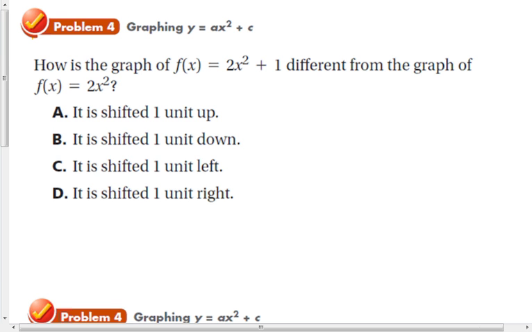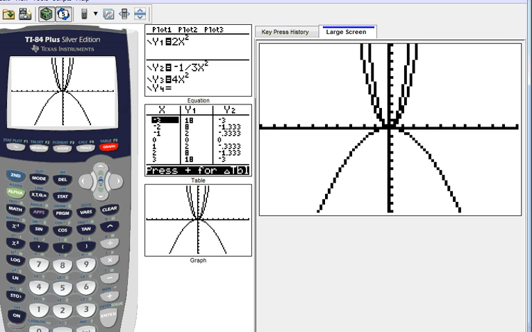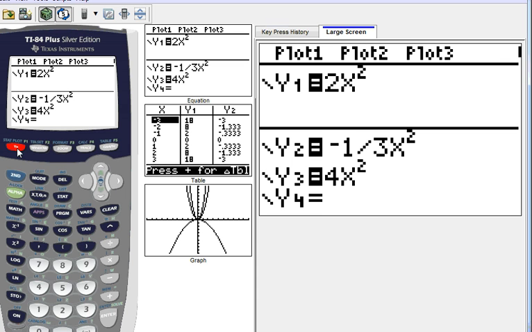How is the graph of f of x equals 2x squared plus 1 different from the graph of 2x squared plus 2? And think about this. This part of the outputs is exactly the same. So in this one, we're just adding 1 to all the outputs. We've seen graphs before, but we can go ahead and use our graphing calculator to try that. Let's just see what happens to help us out here.